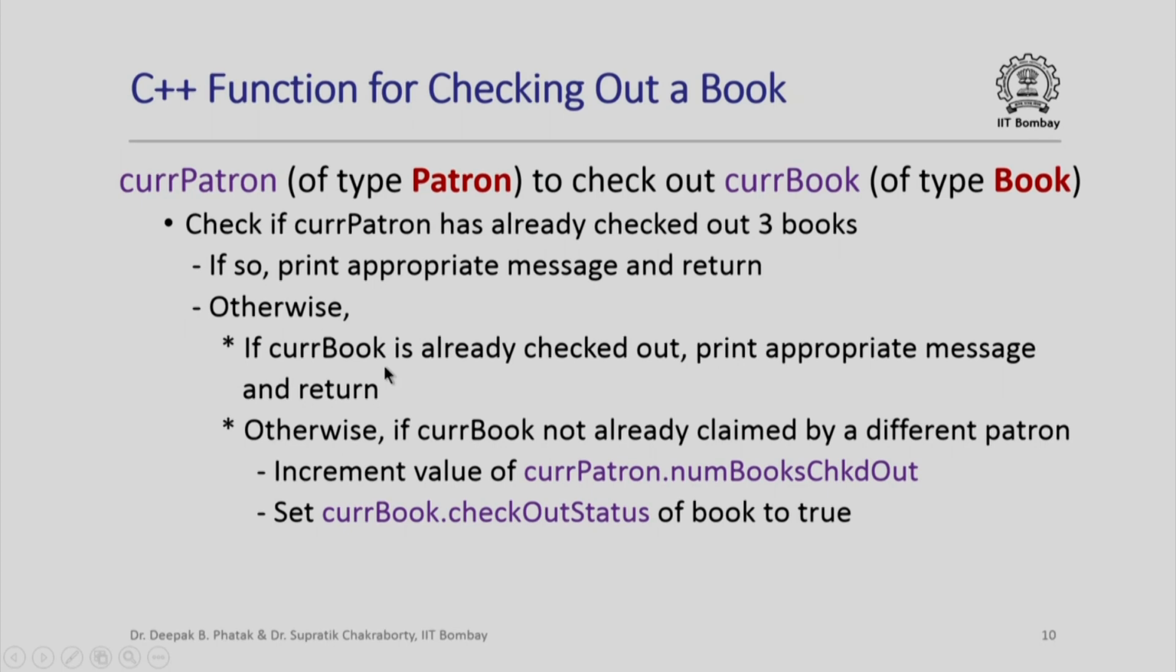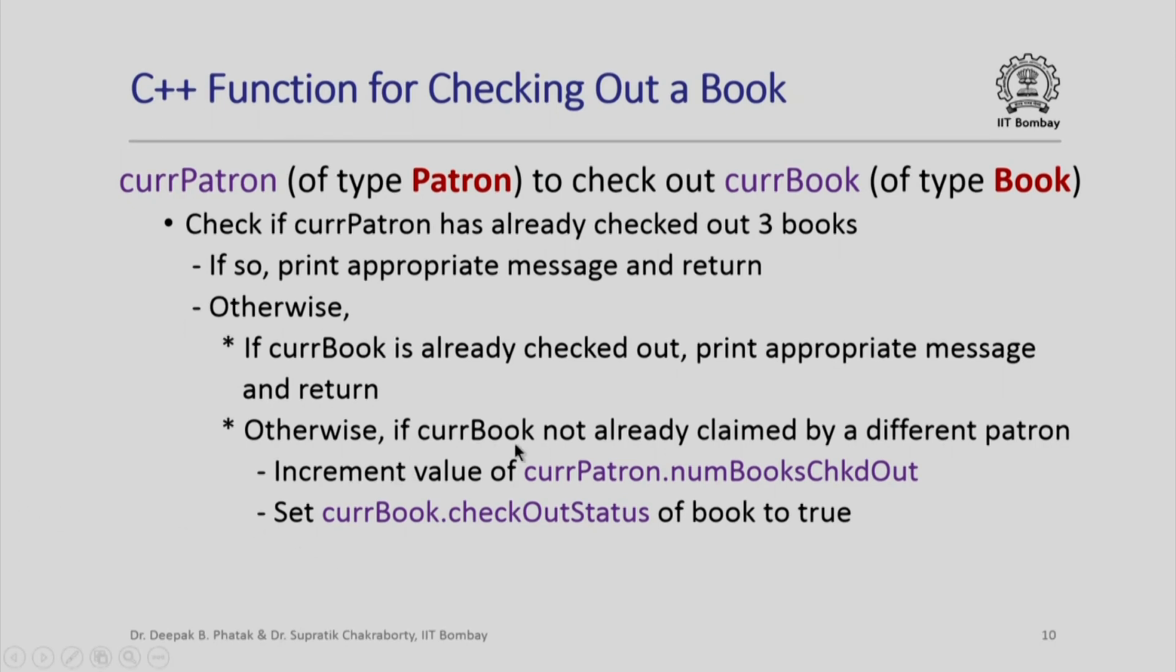It turns out that we have to do one more check. Remember, we had the system of claims in our library, so we have to check if the current book has not already been claimed by a different patron, and if so, then we can allow current patron to check out current book, in which case we increment the value of current patron dot num books checked out, because current patron now has one more book checked out against her ID, and we have also got to update the checkout status of current book to true.